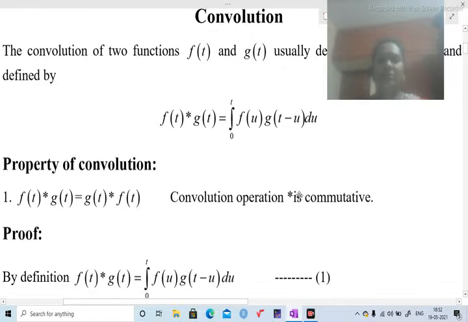Now I am going to prove the property of convolution, that is f(t) star g(t) equal to g(t) star f(t). That means star is commutative.